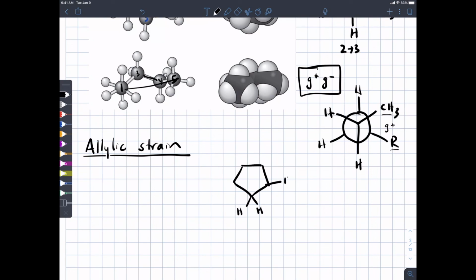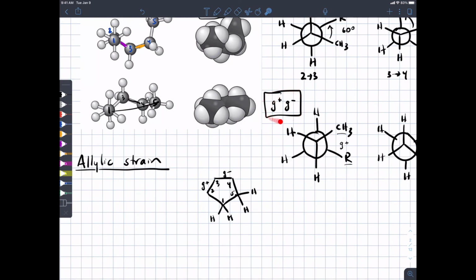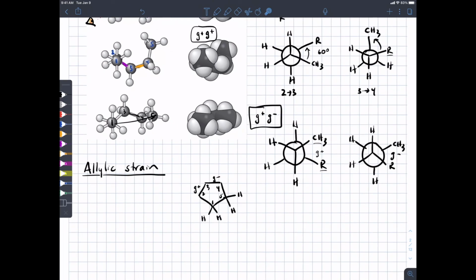There's angle strain and ring strain present in cyclopentane. But now you could have a gauche plus here and a gauche minus there, and it doesn't matter because these two are connected to each other. And the idea is sometimes in chemistry we can enforce an unfavorable conformation with a cyclic constraint. You use chemistry to pay the energetic cost of having things in a conformation that wouldn't normally happen. All right. Anything else you want to ask about that?